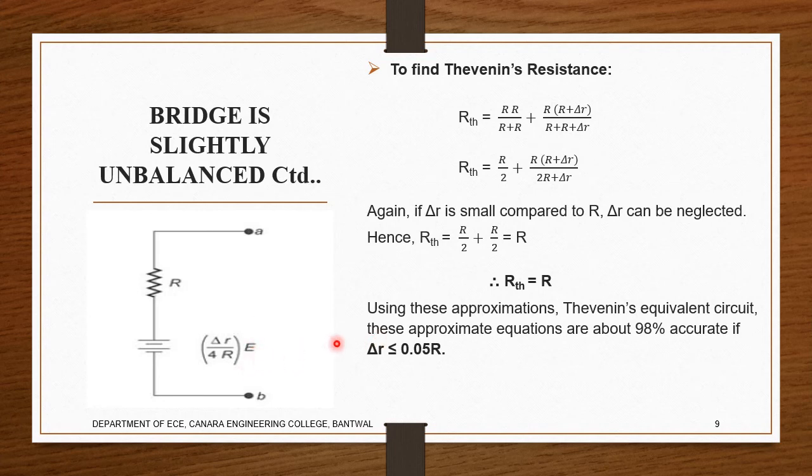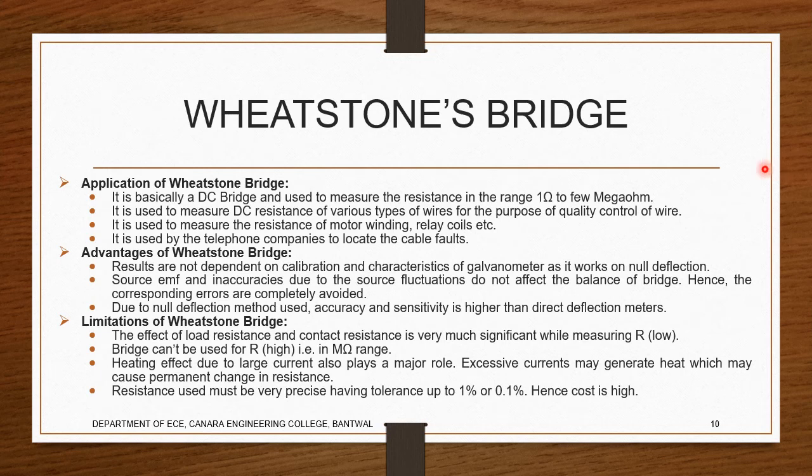Using this approximation, the Thevenin's equivalent circuit can be approximated, not an exact or accurate value, but around 98% accurate, because of the presence of 5% differential rate. So delta R can be less than or equal to 0.05 R. This is the slightly unbalanced bridge condition. Okay, so we have looked into the balanced, unbalanced, and slightly unbalanced conditions. These three conditions we will look at with problems, so you'll have a very clear understanding.